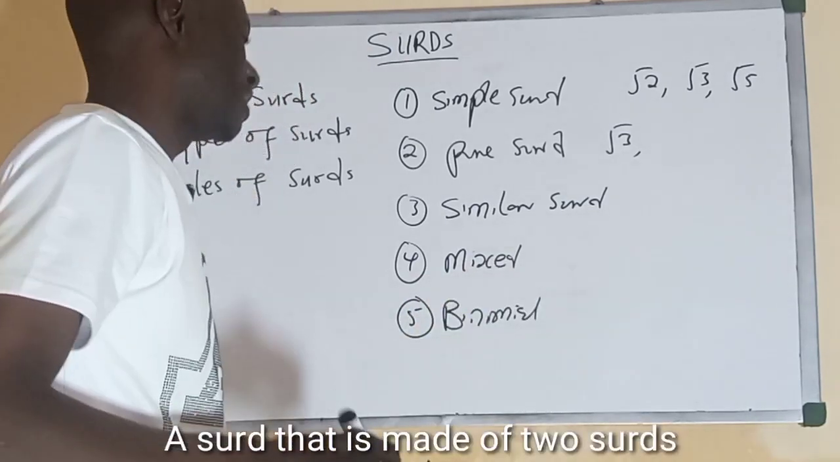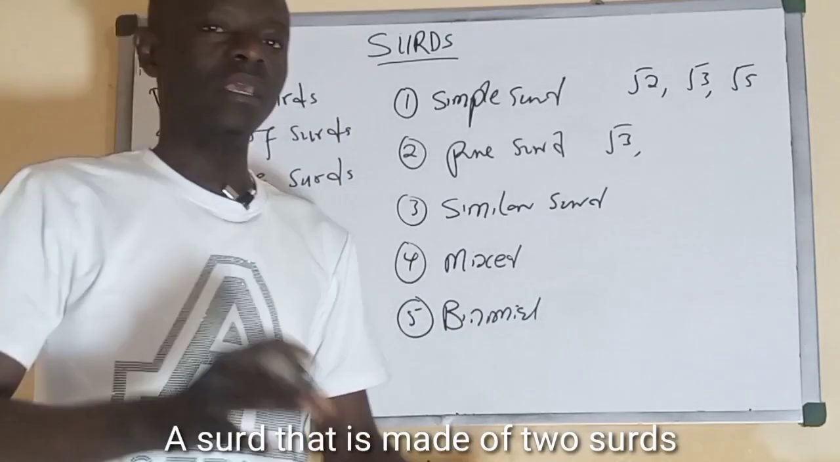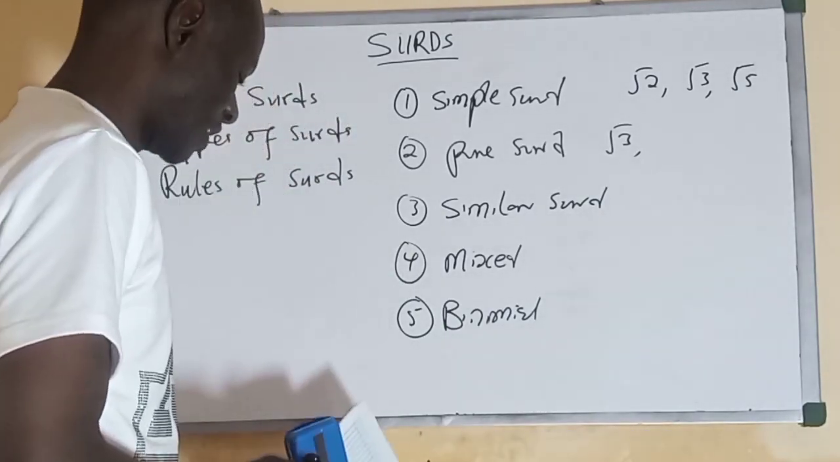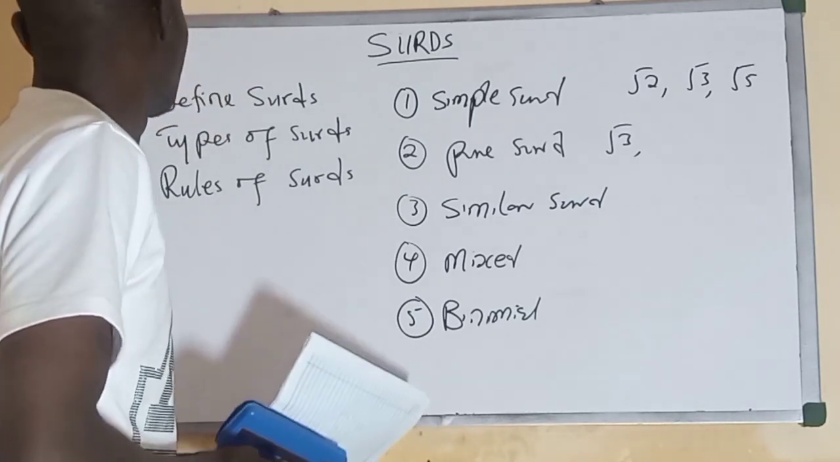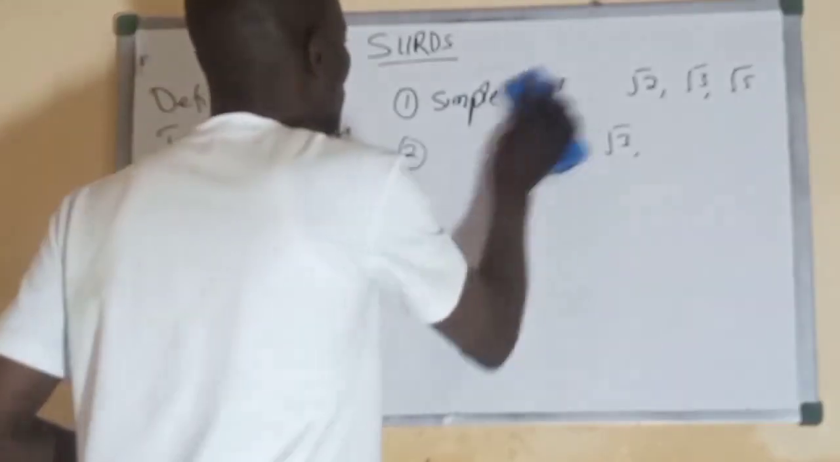Binomial surd is any surd that contains two surds in a term. So these are examples of a type of surd. The next thing is to see the rules of surds.